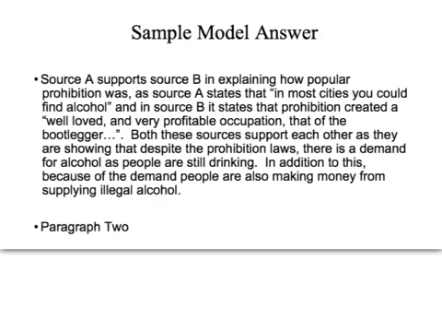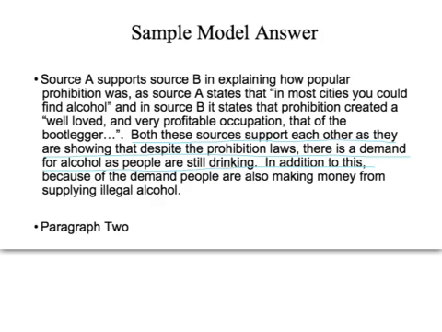Hopefully, reading through this sample model answer, you will have got the same ideas about how to extend your answer as this student did. So you can see, this is where the student starts to pick up the level 3, because they start to expand their answer. Now they state source A supports source B in explaining how popular prohibition was, as source A states that in most cities you could find alcohol, and in source B it states that prohibition created a well-loved and very profitable occupation, that of the bootlegger.